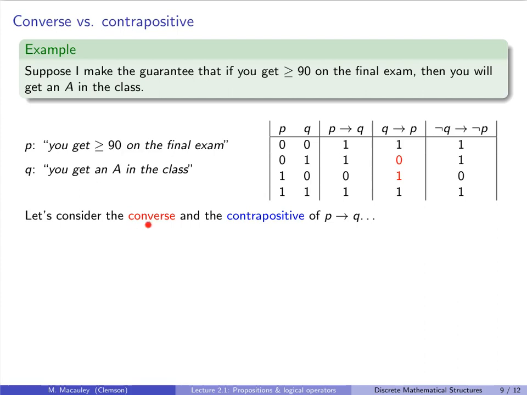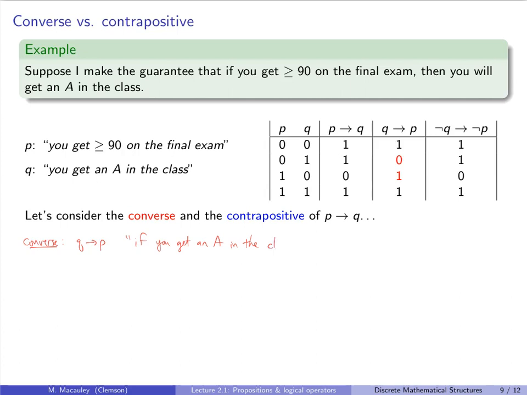So let's consider, first of all, the converse and the contrapositive, because these are a lot more common than the inverse and the negation. So let's just do these two. I think I'll add those two as well. But let's do the converse first. So the converse is, let's write that down. The converse is Q implies P. And this says, if you get an A in the class. Now it's a little bit weird when we are dealing with future tense.